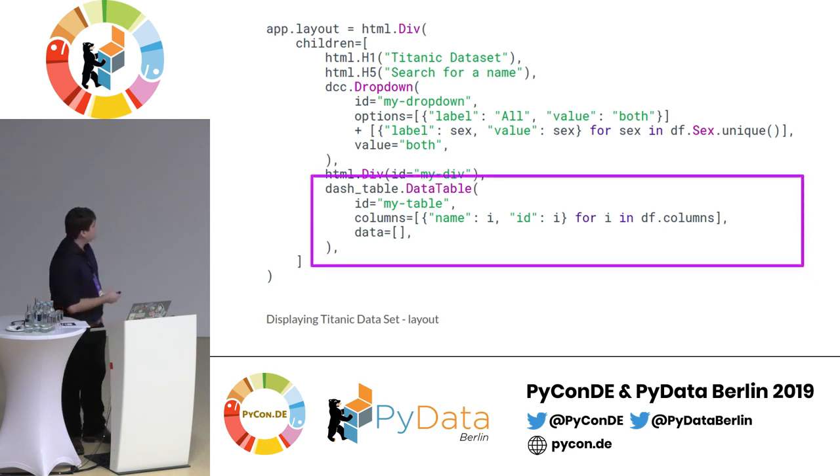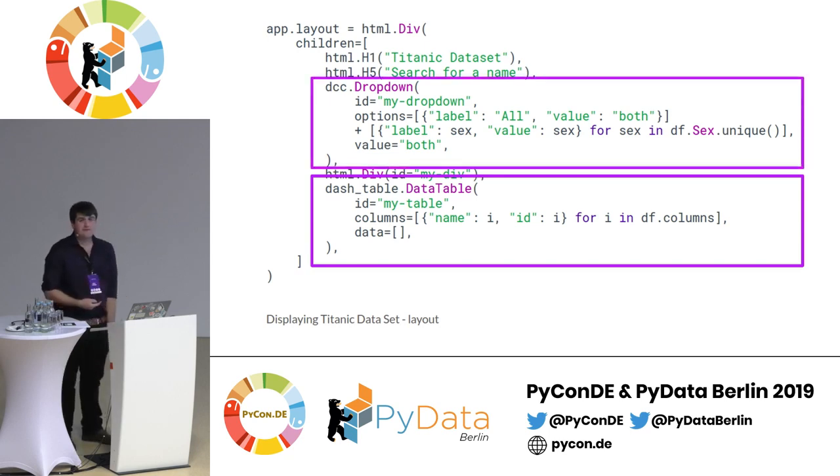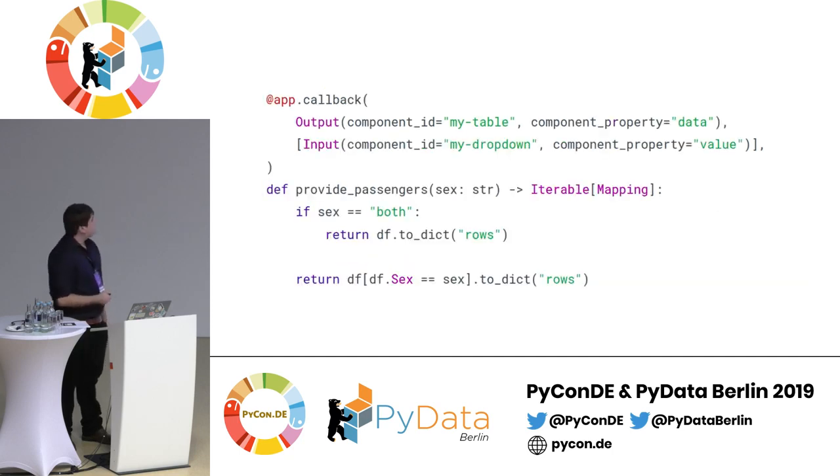So we have this data table here, which you can see. And then I've created this drop down as well. So this is just my layout. I've got a data table and a drop down, and I've got this callback, which just filters the data that goes into my data table based on the value of that particular drop down.